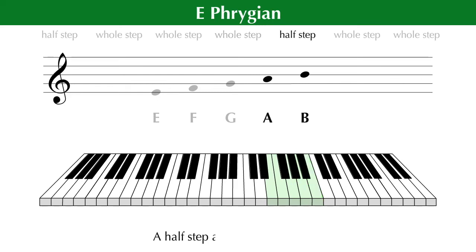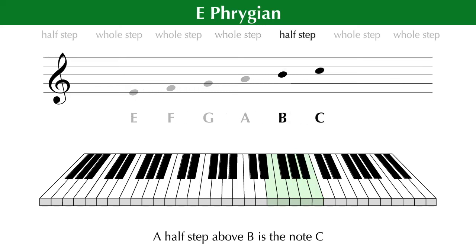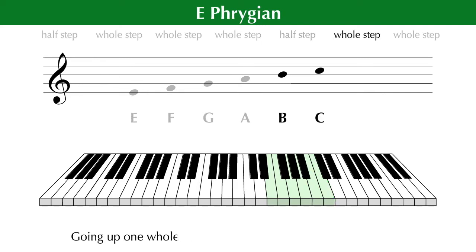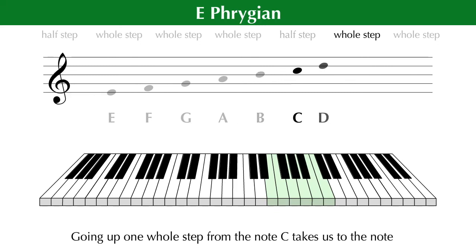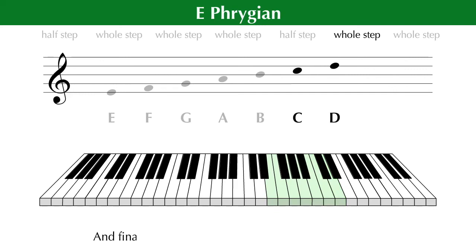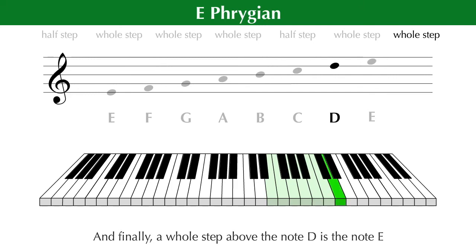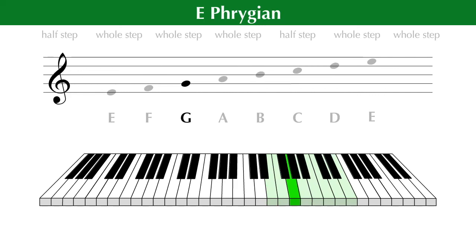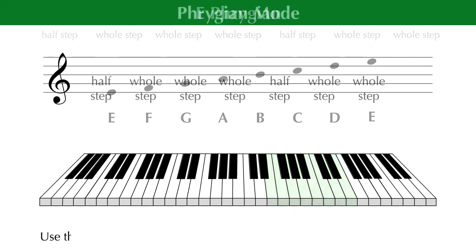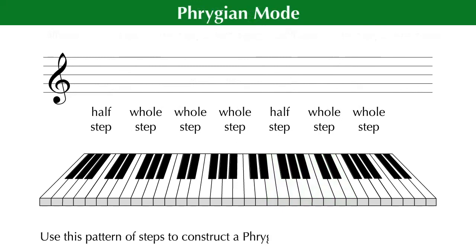A half step above the note B is the note C. Going up 1 whole step from the note C takes us to the note D. And finally, a whole step above the note D is the note E. Use this pattern of steps to construct a Phrygian mode above any given note.